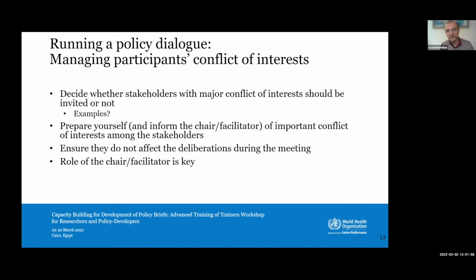So the role of the chair facilitator is absolutely the key. And it's not easy, I'm not trivializing it. I've been in that position of chairing such sessions, and I know how it can become very difficult to manage if those issues come forward. But plan as much as you can.